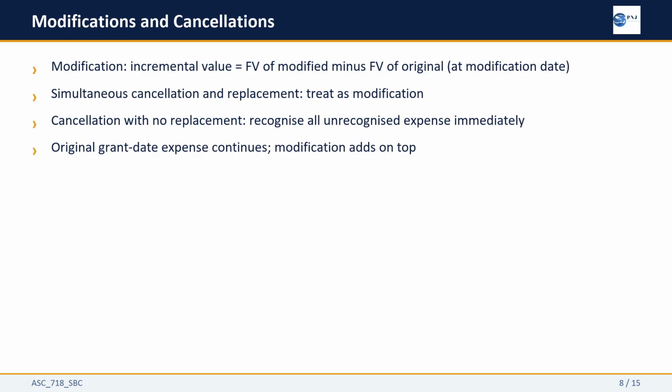If canceled with no replacement, any unrecognized expense must be recognized at once. These rules apply equally to repricing, performance target relaxation, vesting acceleration on termination, and any other change to the award terms.